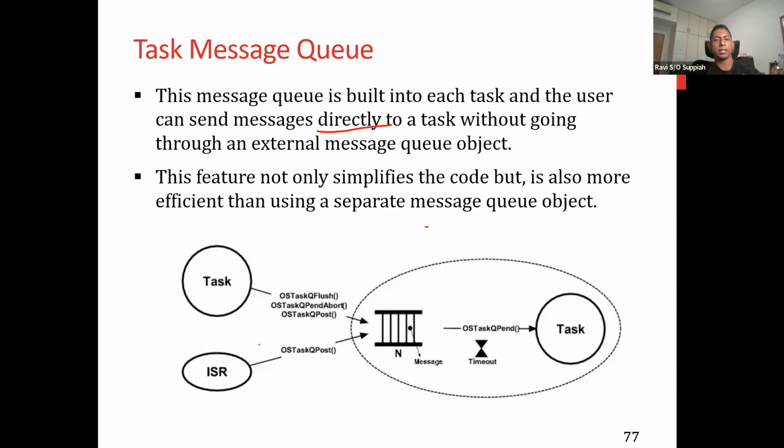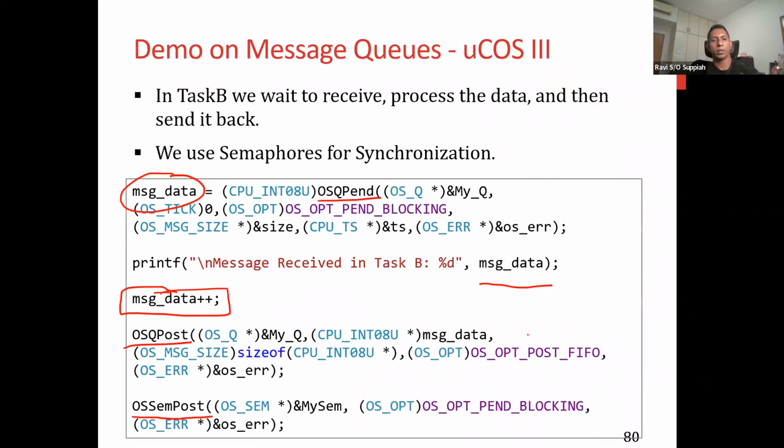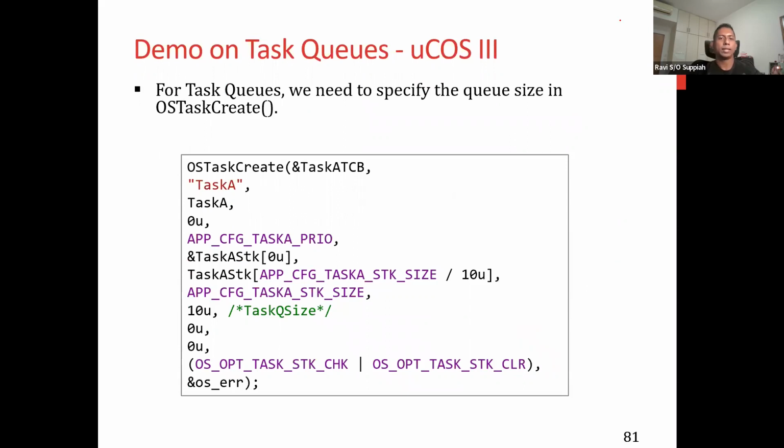So instead of using the generic message functions, we will use these message functions called OSTaskQueuePost and OSTaskQueuePend. The idea is the same. The whole concept of the message queues is the same. The only thing is we are using it directly to the task instead of a generic message queue. That is the only difference. When we create the task, we need to specify a task queue size.